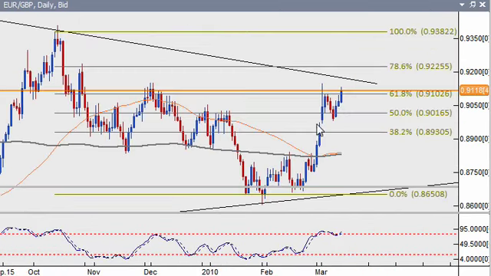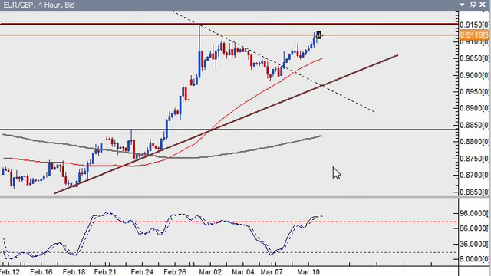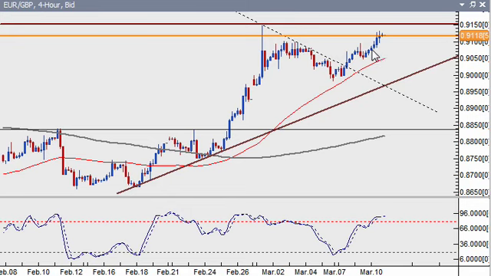So currently we have this type of action. This could be an exhaustion move to test this declining trend line and then a decline, or it could be a continuation. We'll see in the next couple of sessions. Now looking at the 4-hour time frame, we see that this could be exhaustion because our rally here is very weak. It's persistent, but it's weak.